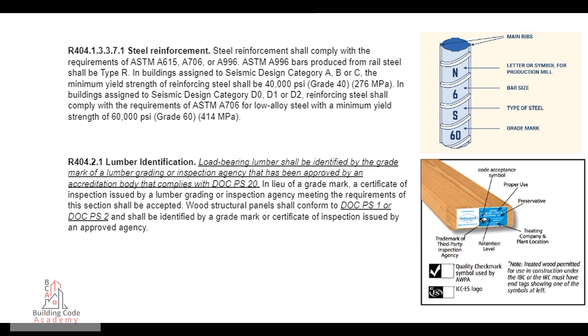R404.2.1 Lumber identification. Load-bearing lumber shall be identified by the grade mark of a lumber grading or inspection agency that has been approved by an accreditation body that complies with DOC PS 20. In lieu of a grade mark, a certificate of inspection issued by a lumber grading or inspection agency meeting the requirements of this section shall be accepted. Wood structural panels shall conform to DOC PS 1 or DOC PS 2 and shall be identified by a grade mark or certificate of inspection issued by an approved agency.